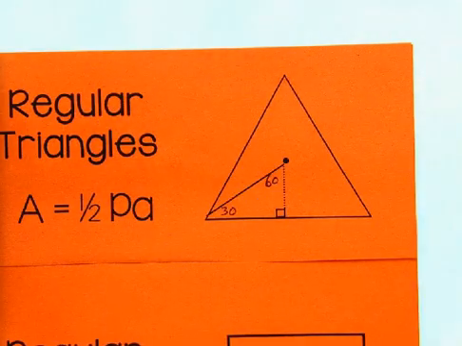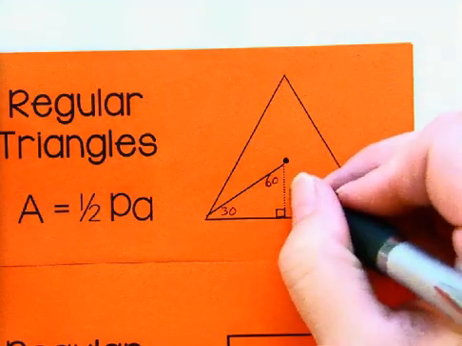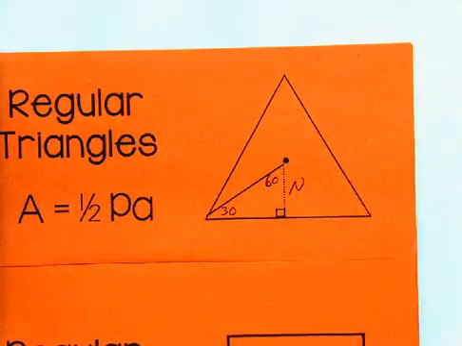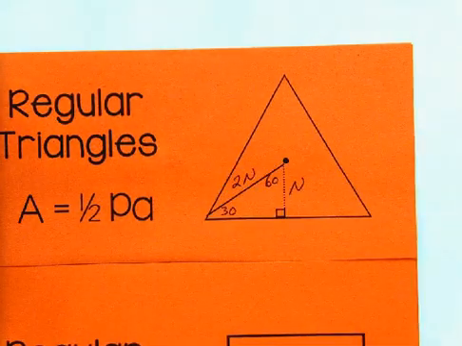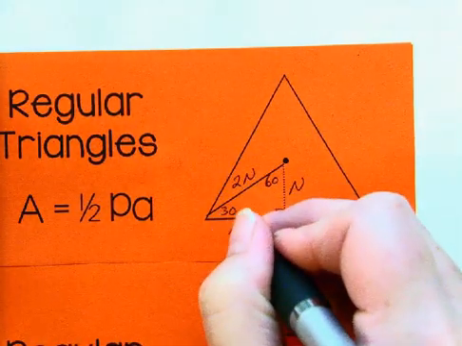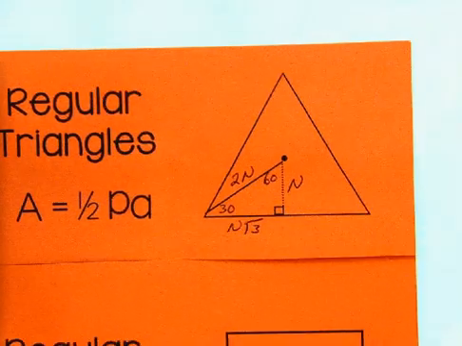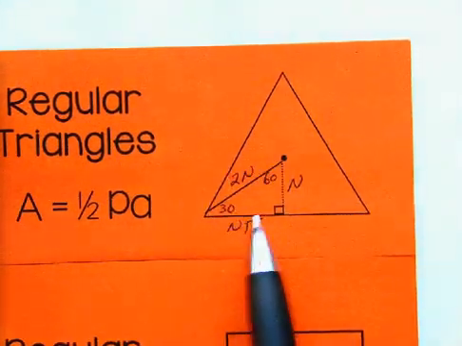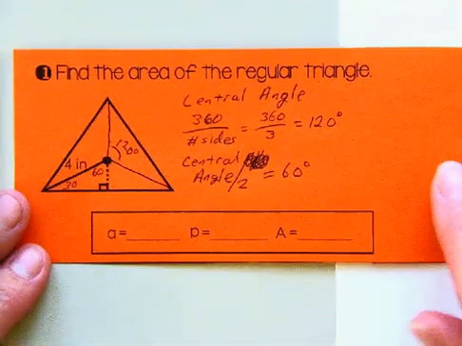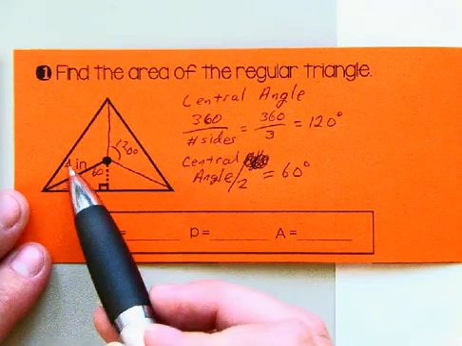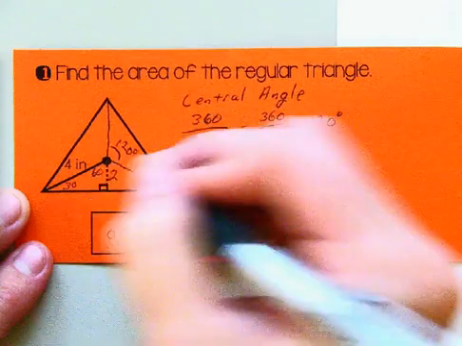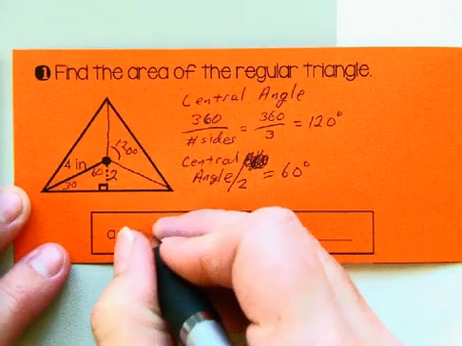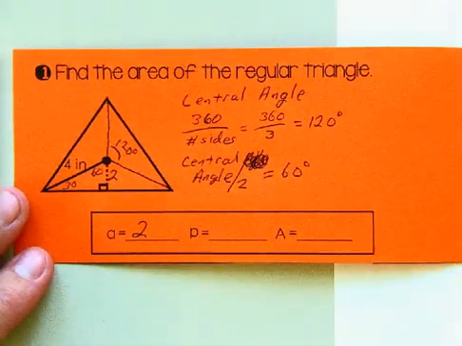So we just said this was 60 degrees and this one is 30. With every 30-60-90 triangle, our short leg is n, our hypotenuse is 2n, and the long leg is n square root of 3. We're going to be using this information to help us solve for the missing piece over here. If the hypotenuse is 4, that means the short leg is 2. That represents our apothem. So the apothem is 2.